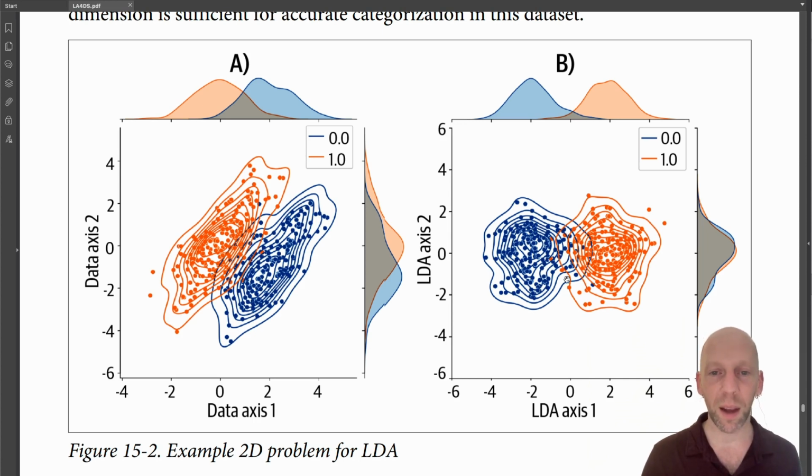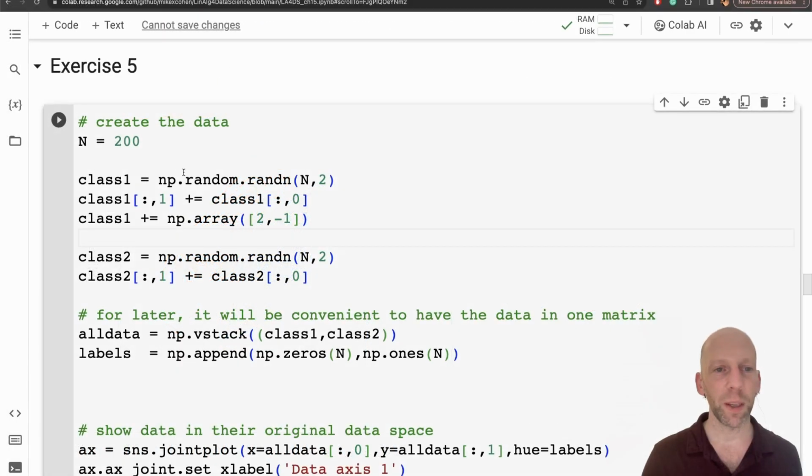This is the result of the LDA. Now, don't worry about this for this exercise. This comes in the next exercise. So the goal of exercise 5 is just to produce this plot here. So here I specify 200 data points, and I generate class 1 as random numbers of 200 by 2. And then you can see that I'm adding the first column, so X feature, onto the Y feature. And this is what introduces the correlation structure, or that tilt in the data cloud.